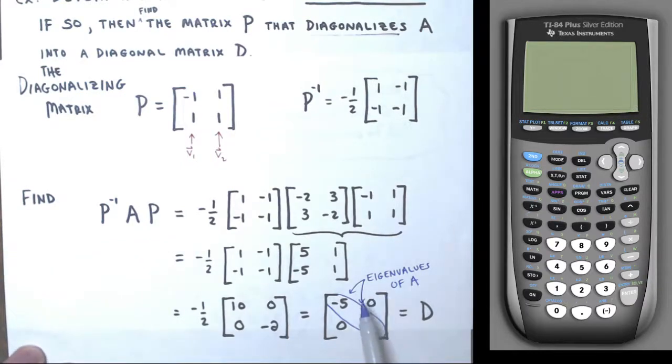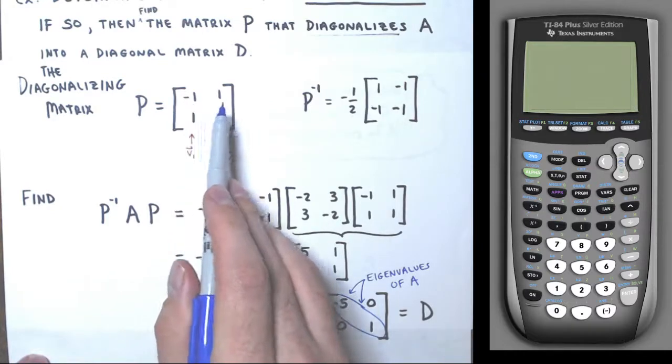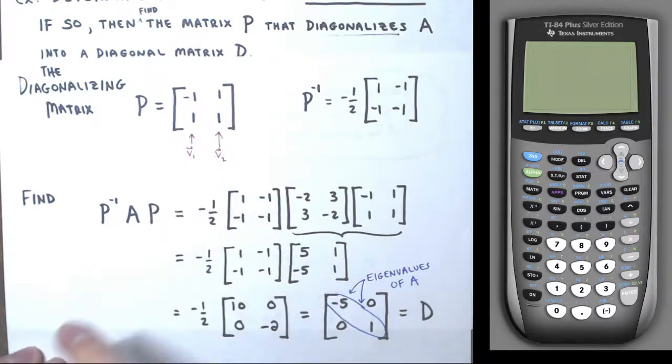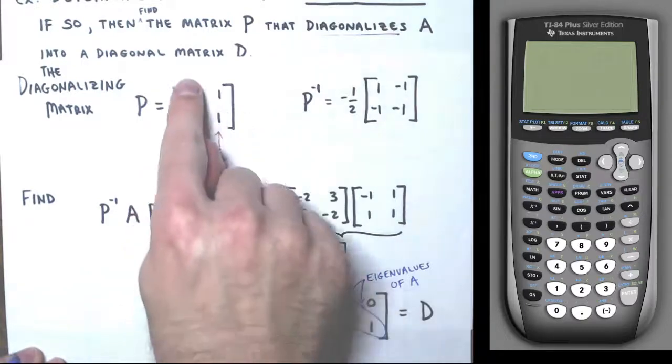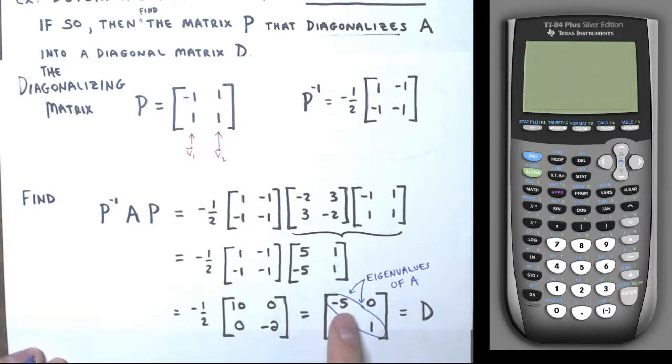Notice how the eigenvalues come in the same order that I put the eigenvectors. Remember this. If you switch the order, if I put 1, 1 first and then -1, 1, it would just switch the order of these values. It's still doable, it's still fine if you change the order. It's just going to change the order that the eigenvalues come in down the main diagonal of your diagonal matrix. That's all.